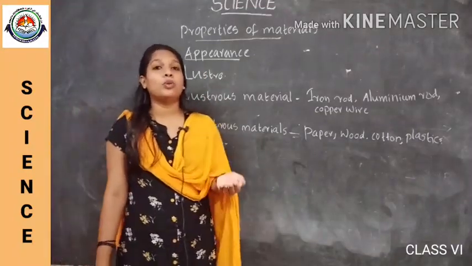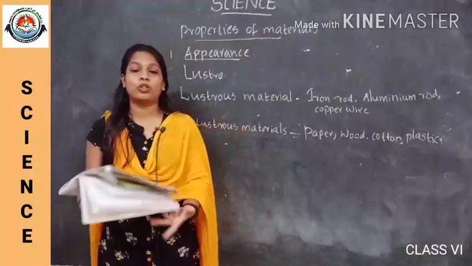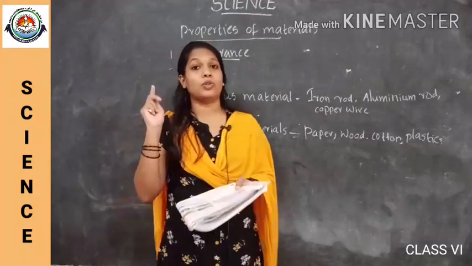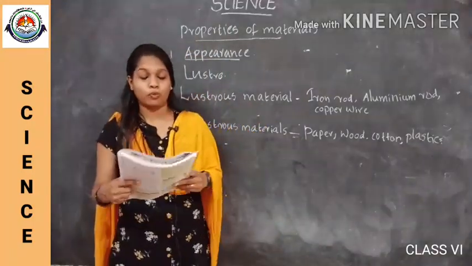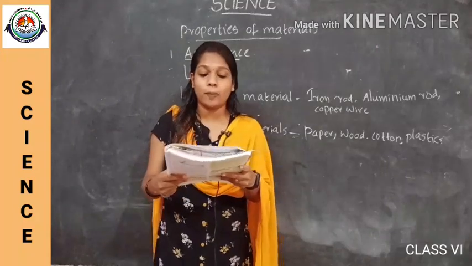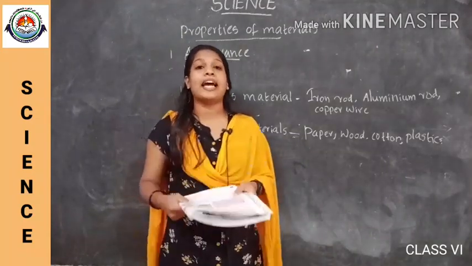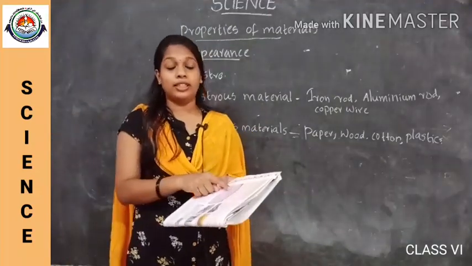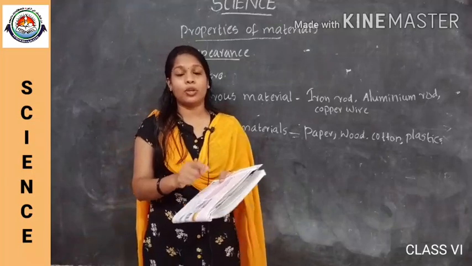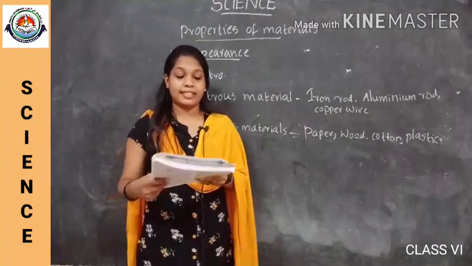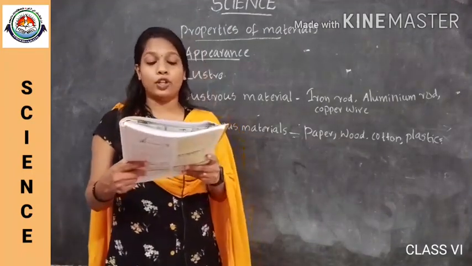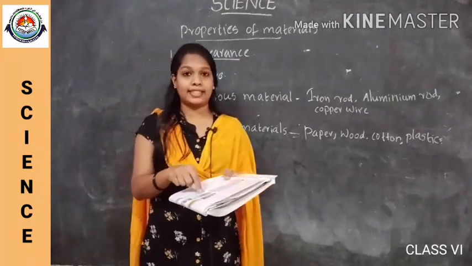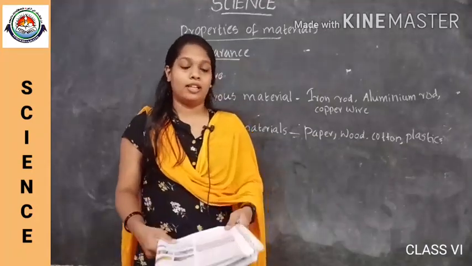Then you have an activity in your textbook, that is a multiple choice question. There are 2 questions given, so you have to do it in your notebook. First question: grouping different objects on the basis of their similarities and dissimilarities is called dash. You are given 4 choices here, so you have to select the correct answer. And the second one is: jewellery made of dash. There are also 4 examples given, so you have to select the correct one.